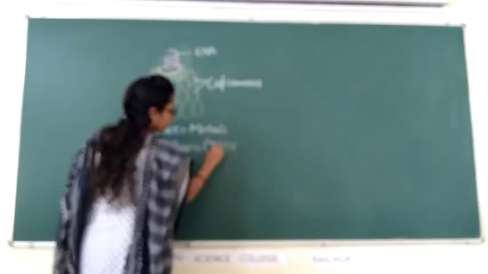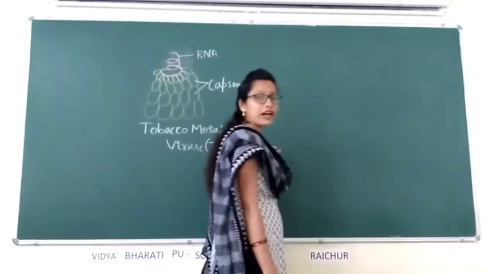Structure of TMV: draw a neat labelled diagram of TMV. It is important for 2 marks. No need to explain the structure, you just have to draw the diagram, and it is there in your NCERT. Then the structure of bacteriophage.